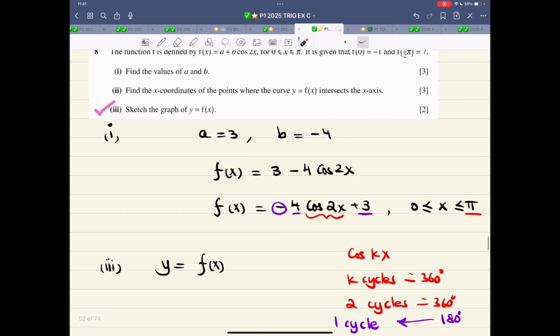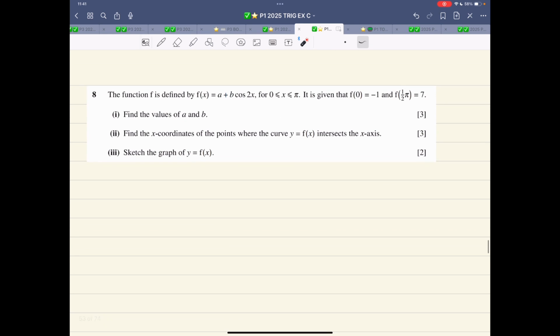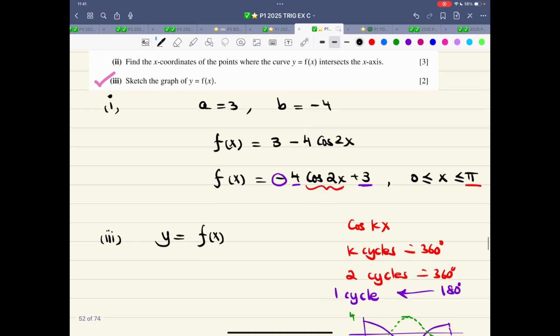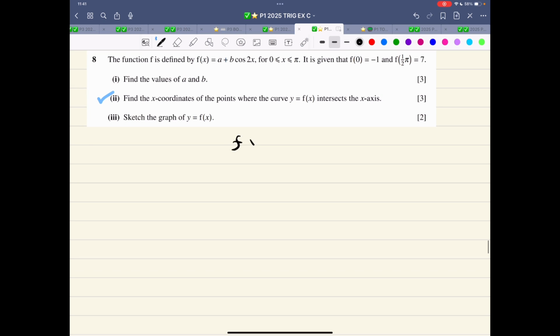Are they asking us the range? No, they're only asking us the sketch. Sometimes they do ask for the range. So now this thing is also done. Now let's move over here and let's focus on the second part. So now we know the value of a and b, and this equation is negative 4 cosine 2x plus 3. So f(x) is negative 4 cosine 2x plus 3, and now they're asking where it intersects the x-axis.